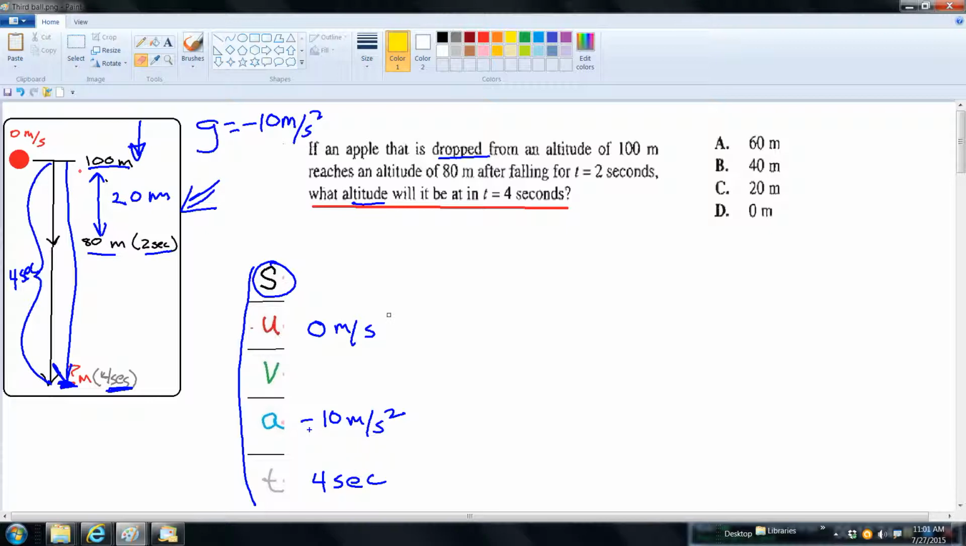Step 3, we circle the thing we're looking for. We're interested in what the displacement would be after 4 seconds. And then step 4, we draw a line through the variable that's left, and use the equation that's affiliated with it. It's the same one we used in the previous problem, and solve for s. Okay, so we'll do that.